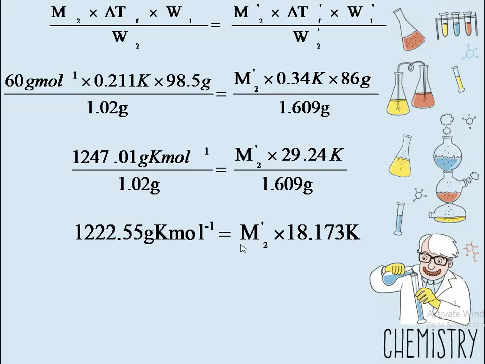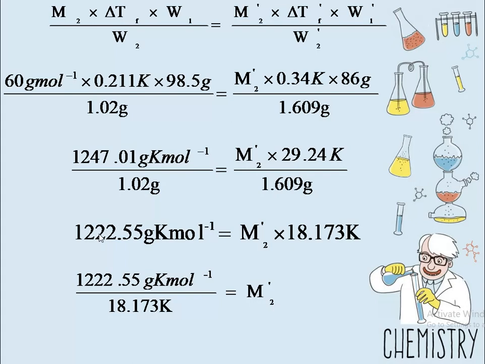So we have to find the molar mass of the unknown compound. This value is divided by this, meaning 1222.55 grams Kelvin per mole is divided by 18.173 Kelvin, which will give us the molar mass of the unknown compound. By solving this, we get 67.3 grams per mole. So this is the molar mass of the unknown compound.